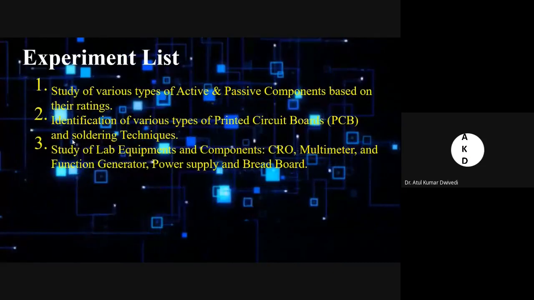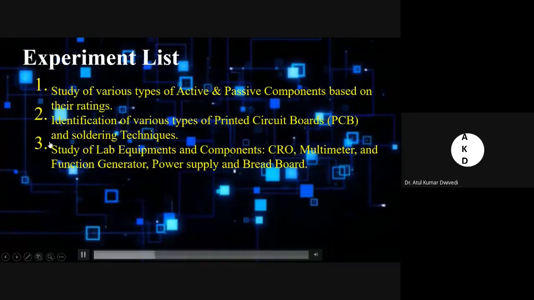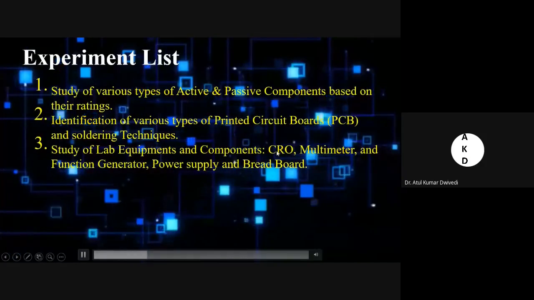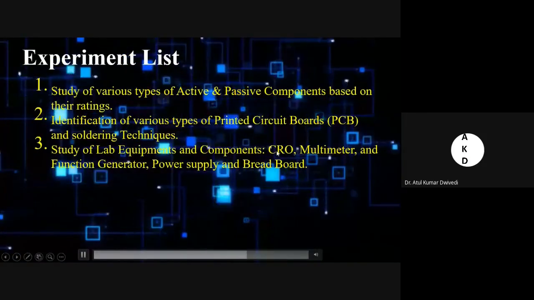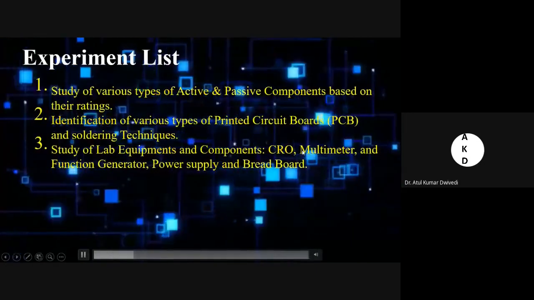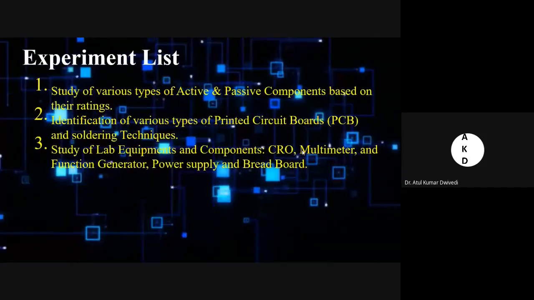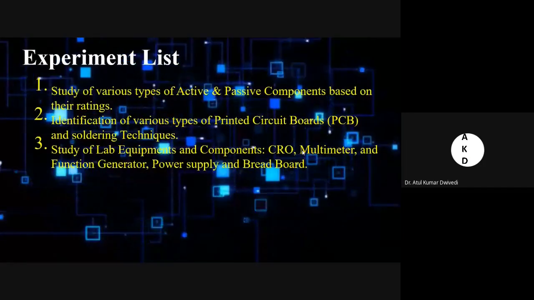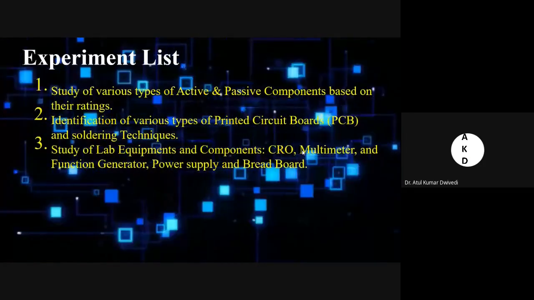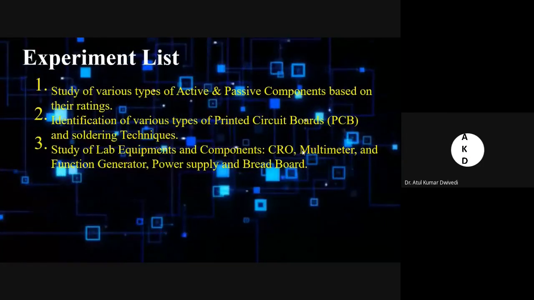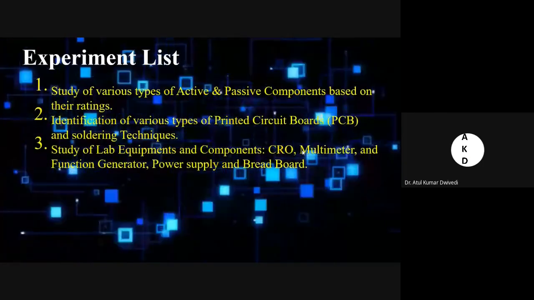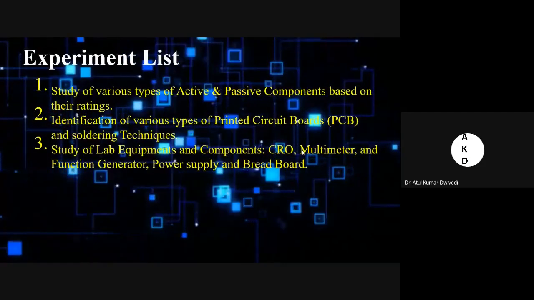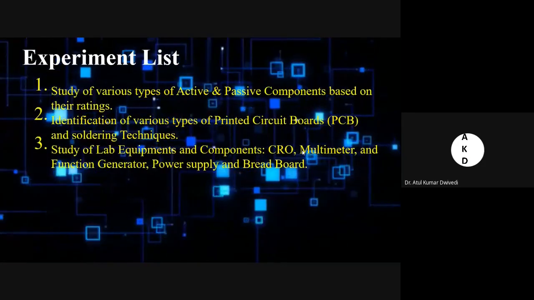In the lab, you can see the components and equipment like the cathode ray oscilloscope, where signals can be visualized. The multimeter is for reading the voltages, currents, etc. in the circuits. Then the function generator, power supply, and breadboard. The breadboard is a kind of circuit board where we can make different kinds of circuits. So this is the third experiment.